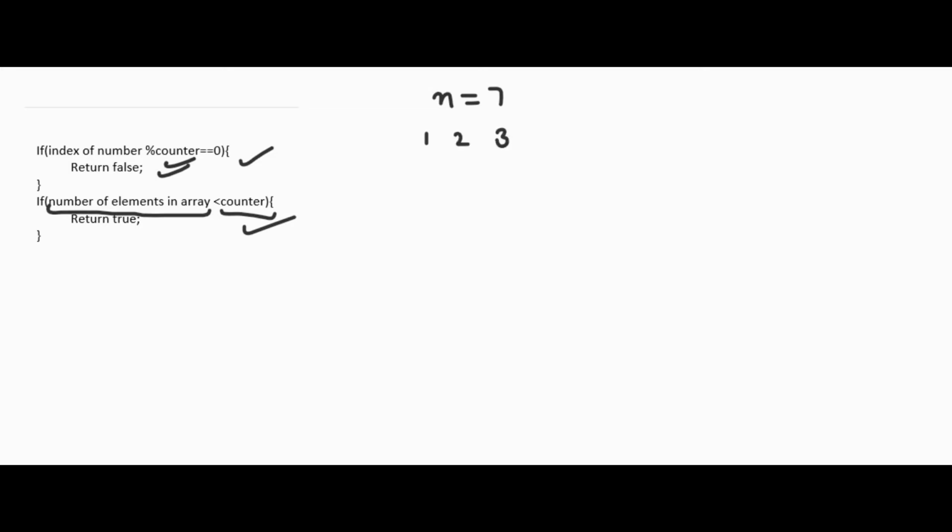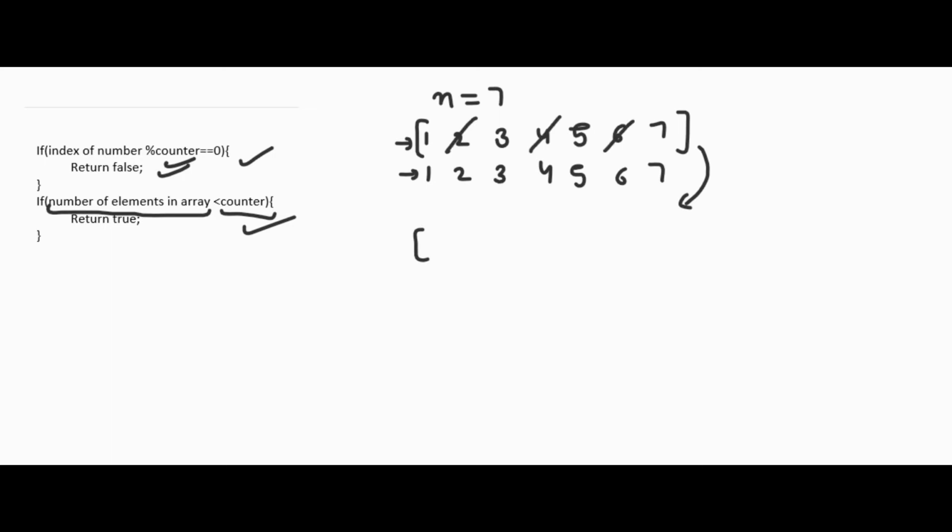So in this example we are taking 1, 2, 3, 4, 5, 6, 7. These are the indexes and these are the numbers of the array. First we have to delete every second element. That means we have to delete 2, 4 and 6.